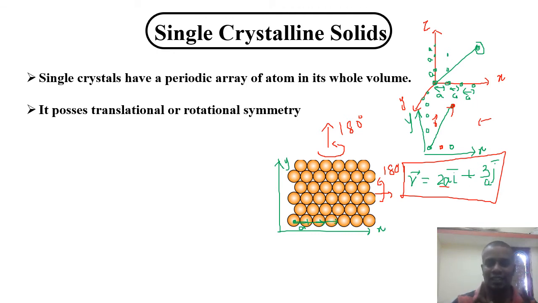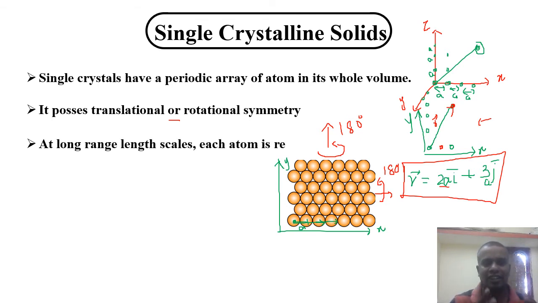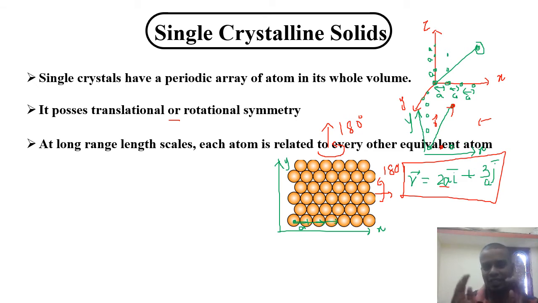So the single crystalline solid possesses translational symmetry and rotational symmetry, and both symmetries can occur in a single crystalline solid. The next property is that it has a long range length scale. Each atom is related to every other equivalent atom. If you look at the single crystalline solid in a 2D lattice, you can even extend beyond the given diagram. It has a long range length scale.